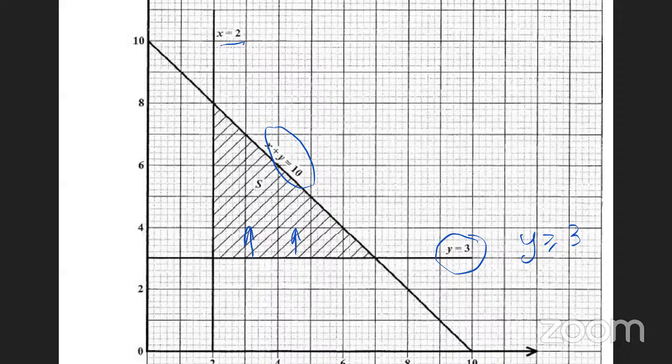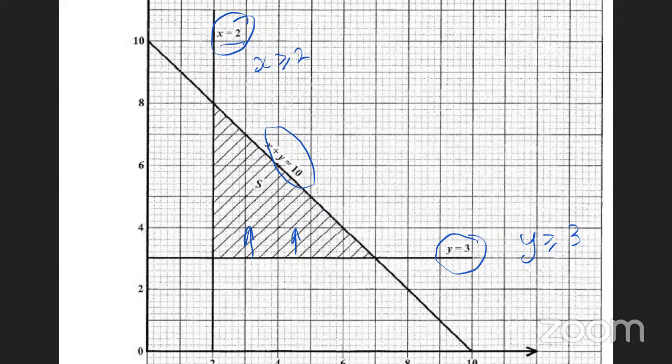Okay, Sama? X equal to 2. Which part is shaded? To the right or to the left? So it means it's what? More than or less than? Check back where you just wrote down. More than. X is more than or equal to 2.